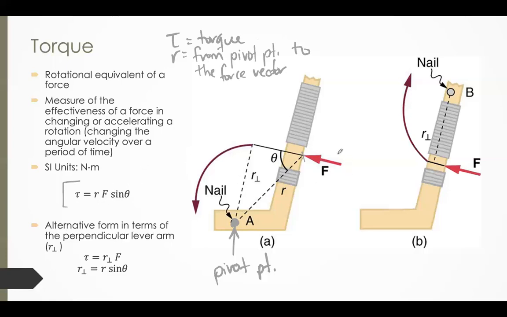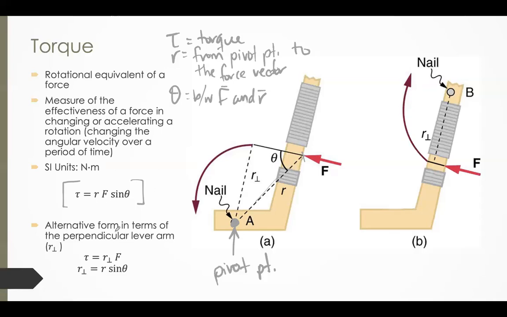F is, of course, your force, and then in sine theta, theta is going to be your angle between your force vector and your radial vector R here. Okay, so this is going to describe your torque. And as you can see, this is going to have the SI units Newton meters, or newtons times meters.